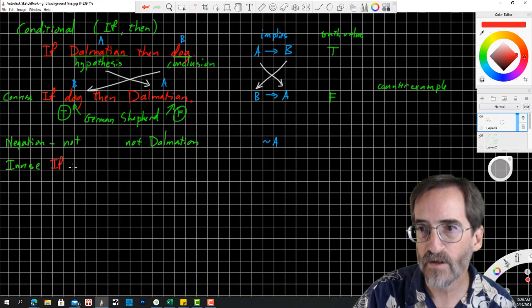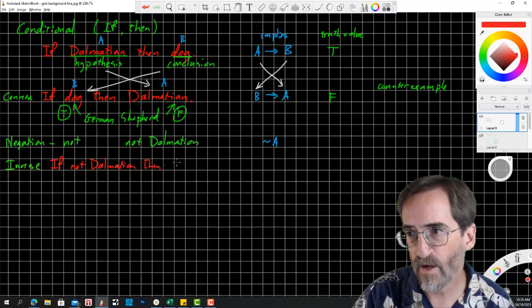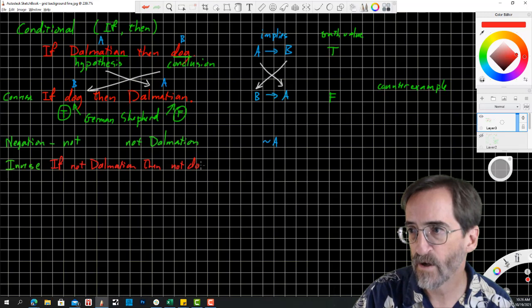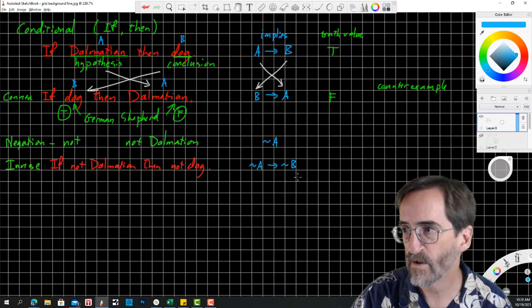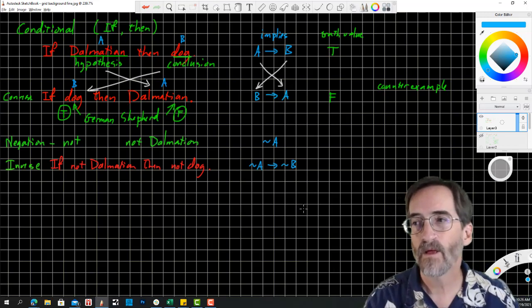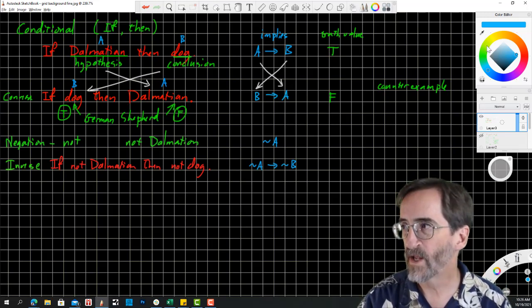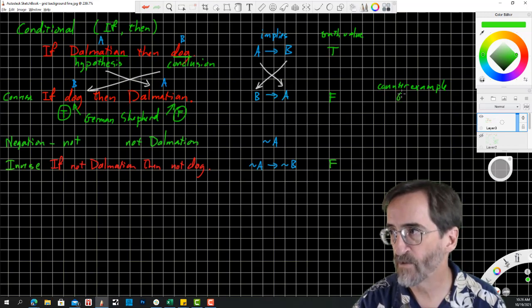And here's what an inverse statement looks like. If it is not a Dalmatian, then it is not a dog. If it's not a Dalmatian, then it's not a dog. The symbol for this is not A implies not B. Okay? I can think of at least one counterexample, so this statement is false. And my previous counterexample was German Shepherd.